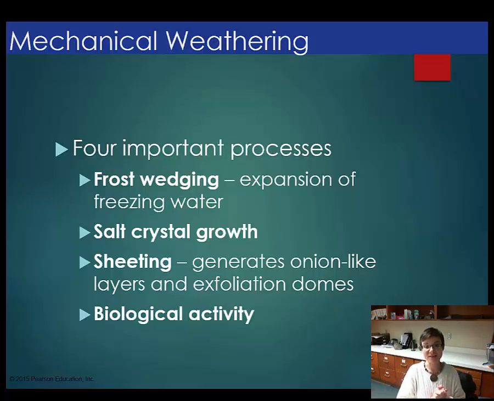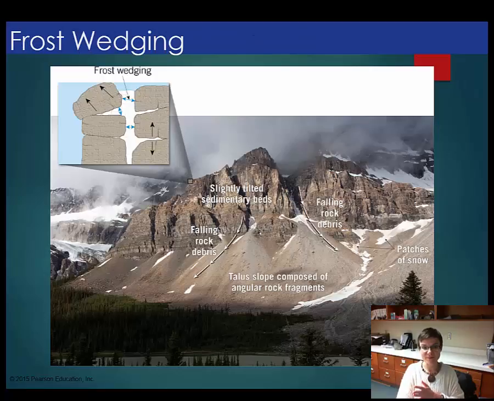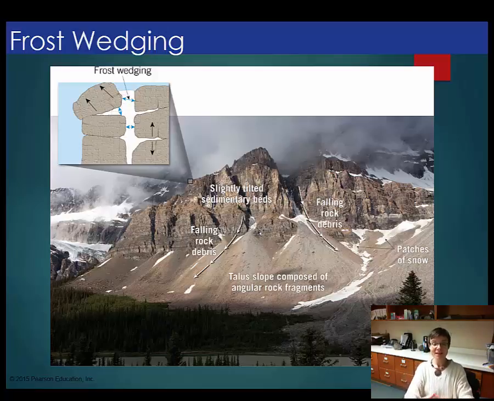And biological activity. Well, the best example of that is another example of wedging. Root wedging happens just like frost wedging. And once again, we'll talk about that a little more when we look at the next diagram. So frost wedging. If you start with, for example, a liter of water and you freeze it, you won't end up with a liter of ice. You'll actually end up with 1.1 liters of ice. That's because water expands when it freezes.